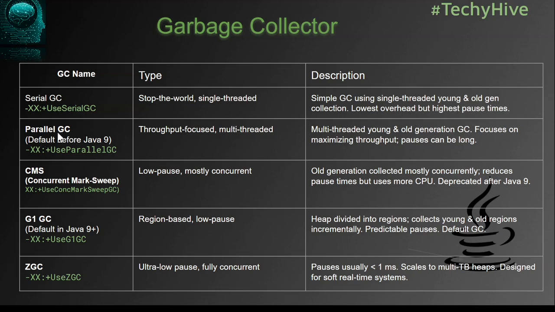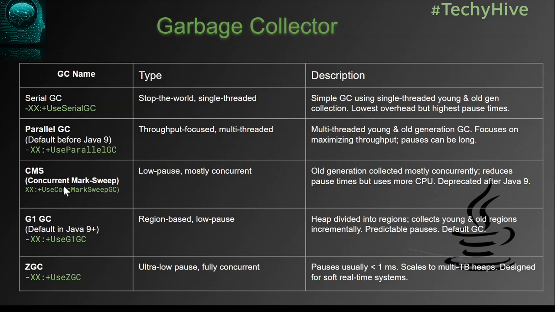Next one is Parallel GC. It was the default prior to Java 9. This is the GC with high throughput, multi-threaded. Multi-threaded young and old generation GC focused on maximizing throughput. Pause time can be long, because even though it has high throughput, pause time could still be long in that case.